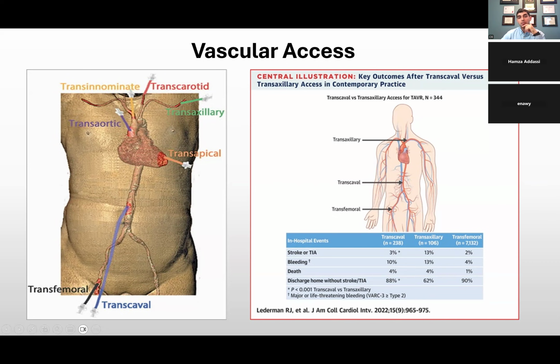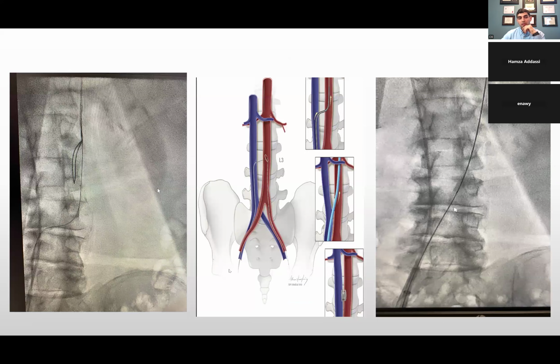One other option, and it depends on your hospital that I was trained in, is called the transcaval. This is a little interesting, and the way we deliver the valve here, if you have a problem in the femoral, you go into the femoral vein, you travel up into the IVC, you puncture the IVC, you puncture the aorta, and then you send the wire all the way up to the top, as you see here.